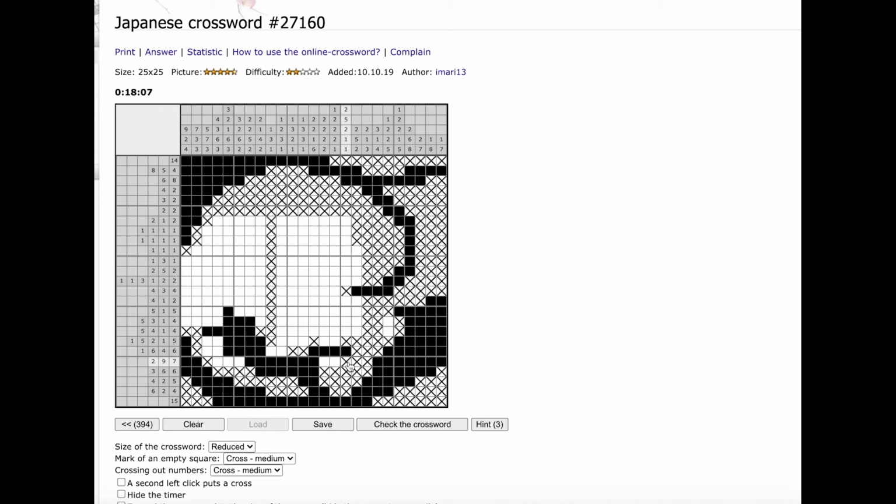But anyway, let's just keep solving this nonogram. I'm probably gonna bleep that. Okay.